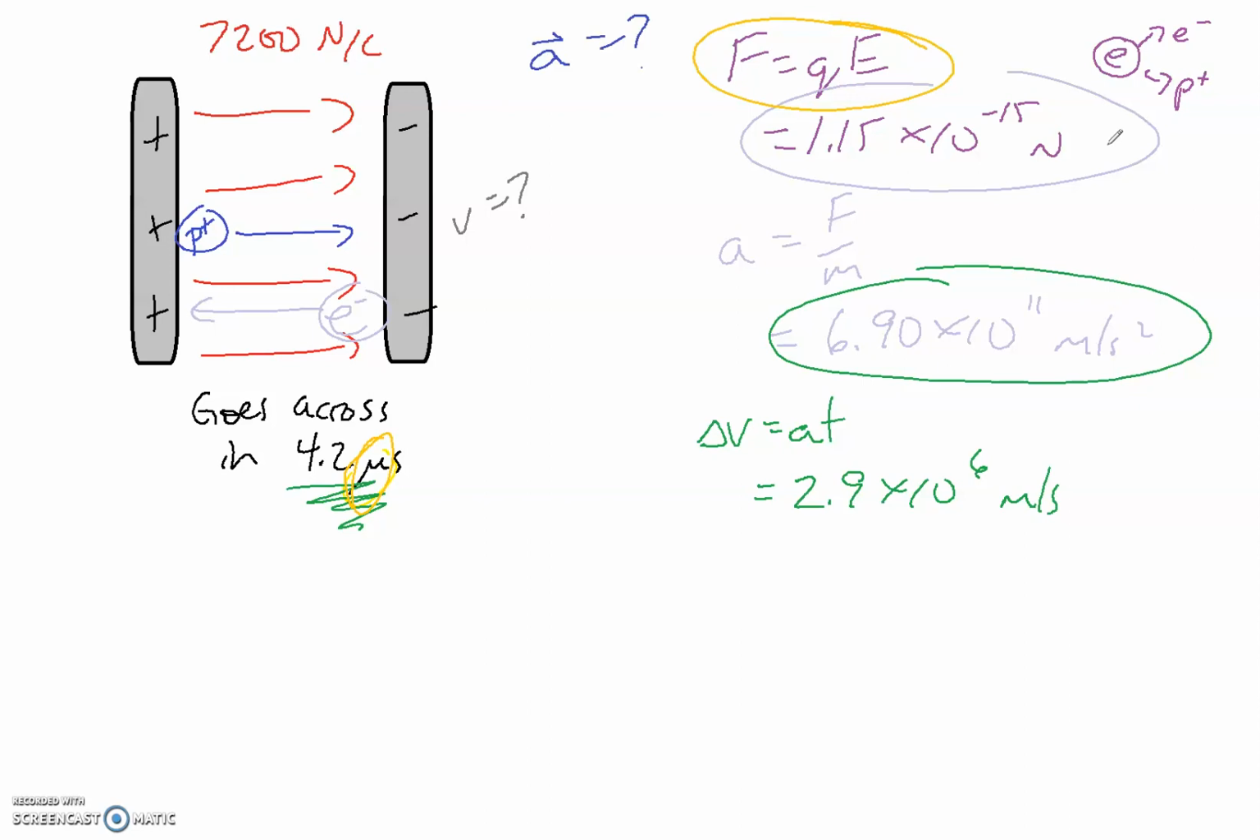Okay, so that's how you do your basic F equals QE. And again, almost all of this is identical to stuff you guys have done before.